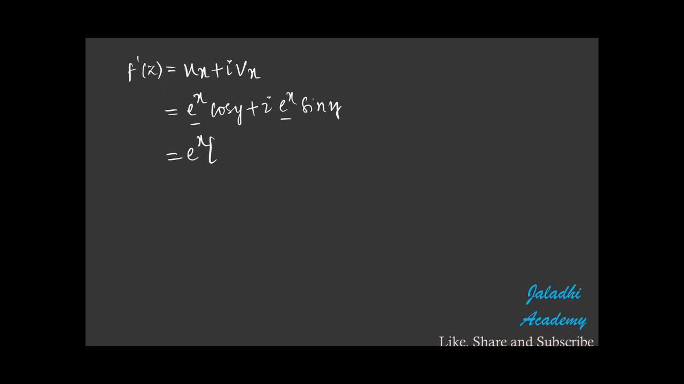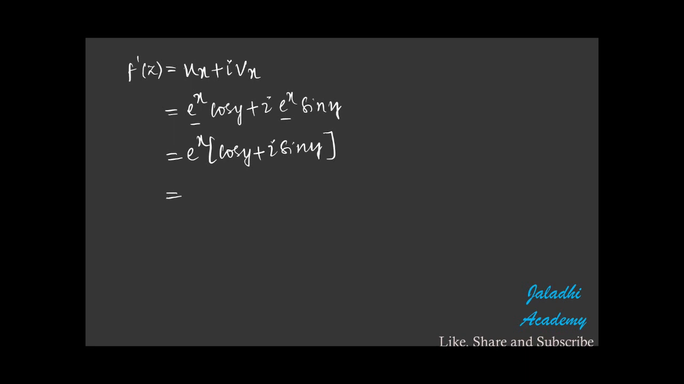So once we have confirmed it is analytic, we need to find the derivative f dash of z. While deriving the Cauchy-Riemann equations, we got f dash of z is ux plus i times vx. Both ux and vx are known. Ux is e power x into cos y plus i times e power x into sin y. Now in these two terms, e power x is common, so we can take it outside: e power x into cos y plus i sin y.